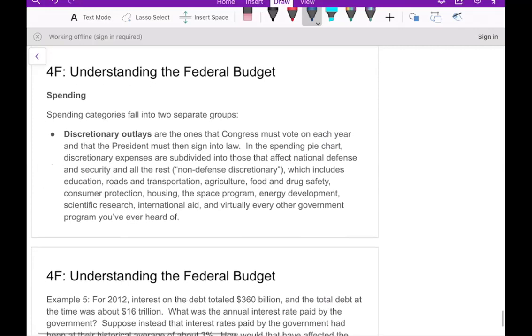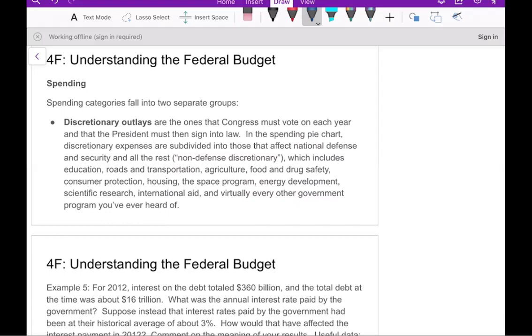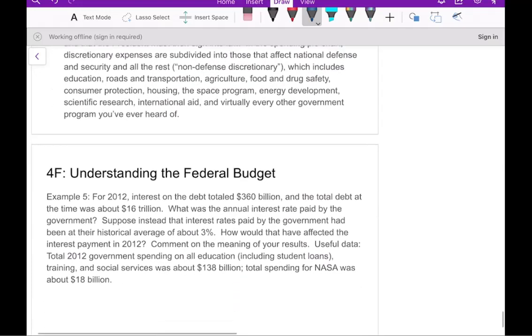So in the spending pie chart, discretionary expenses are subdivided even further into those that affect national defense and security and all the rest, right? So non-defense discretionary would include things like education, roads and transportation, agriculture, food and safety, consumer protection, housing, the space program, energy development, scientific research, international aid, and basically every other government program that you've ever heard of.